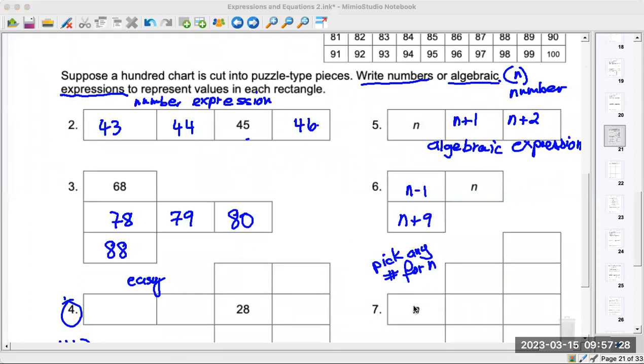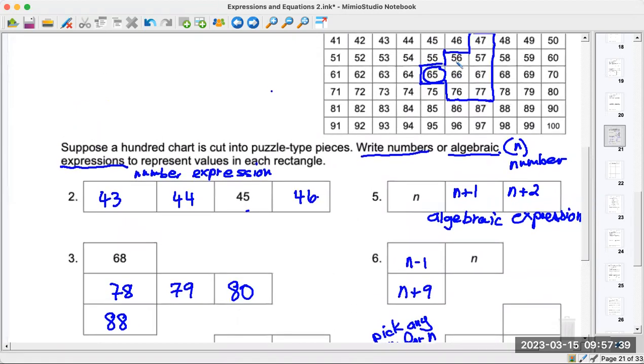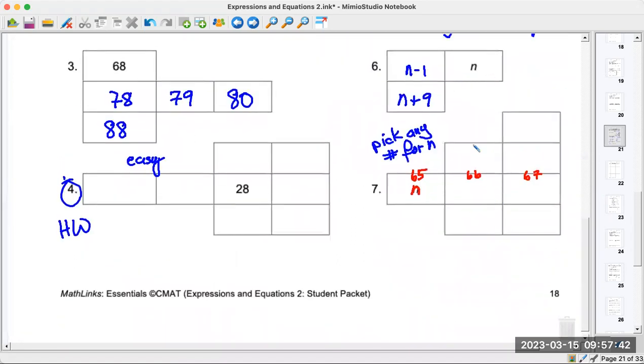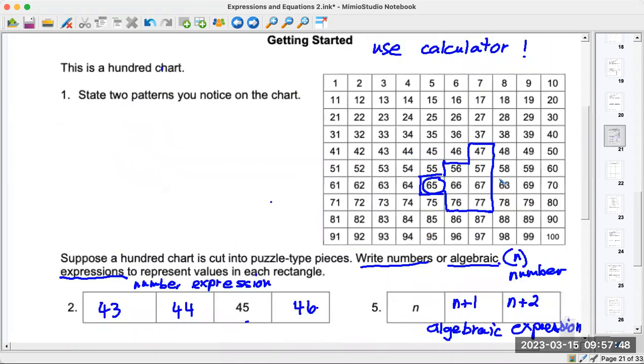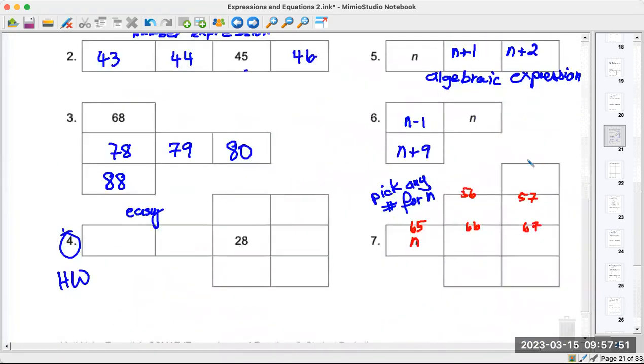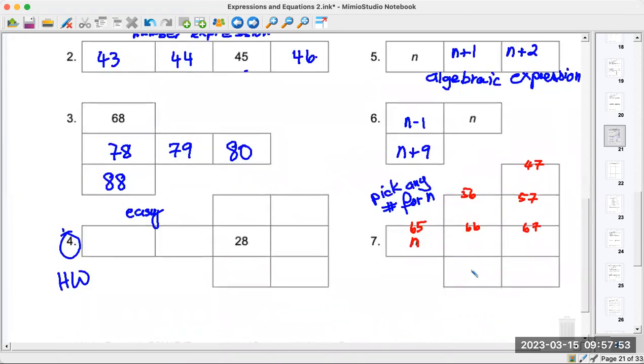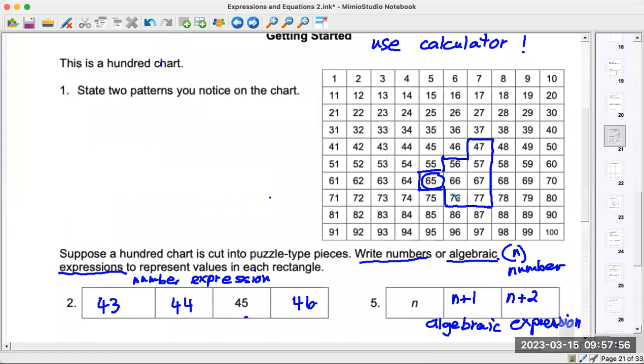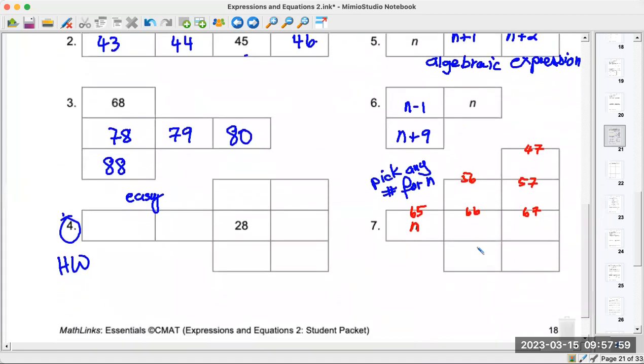So the original N is the one that gets all the attention. So that's 66, 67. And then I'm going to look up here, 56, 57. And then up on top is 47. And then on the bottom here, we have 76 and 77. And those are just to put down to give you a good idea what to do. You're going to erase these in the end. These are not what we're looking for.